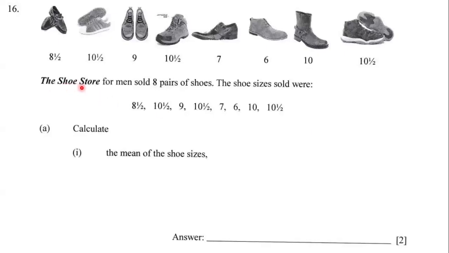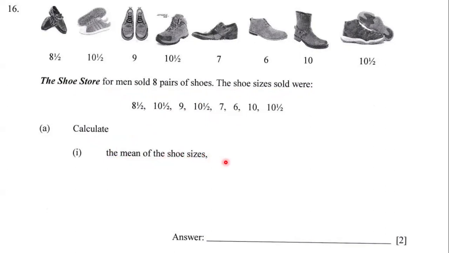The shoe store for men sold 8 pairs of shoes. The shoe sizes sold were 8.5, 10.5, 9, 10.5, 7, 6, 10, and 10.5. Calculate the mean of the shoe sizes.